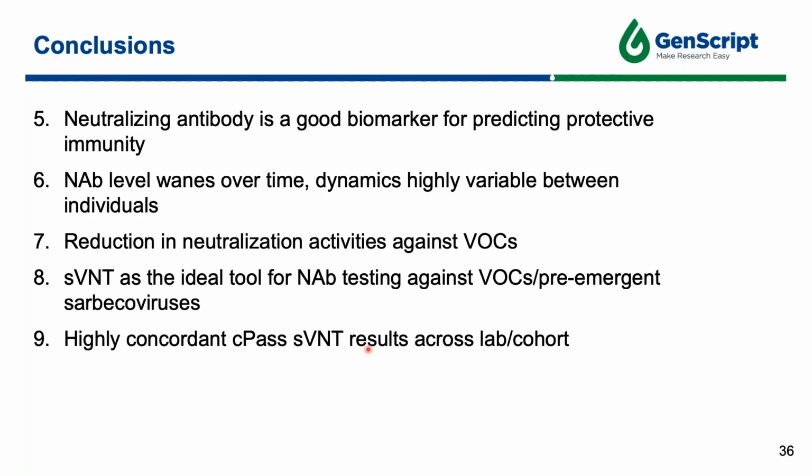I'd also like to share that the neutralizing antibody is a good biomarker to predict protective immunity, as shown in the evidence that I mentioned earlier. And neutralizing antibody level wanes over time, and the dynamics is highly variable between different individuals. And we also see that the neutralization activity against variant of concerns have a reduction at a different level according to the variant.